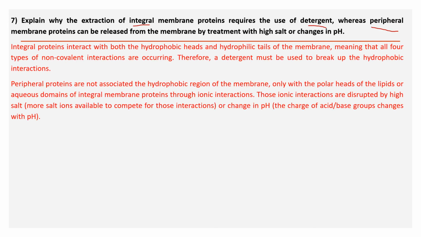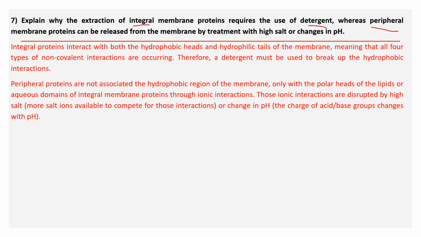Number 7, explain why the extraction of integral membrane proteins requires the use of detergent, whereas peripheral membrane proteins can be released from the membrane by treatment with high salt or changes in pH. Make sure you have your definitions memorized. You should know what an integral membrane protein is, detergent, and a peripheral membrane protein. If you don't have those definitions jotted down, then look them up. And then this is your explanation.